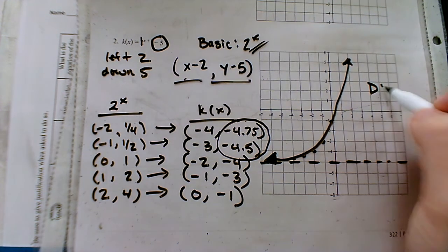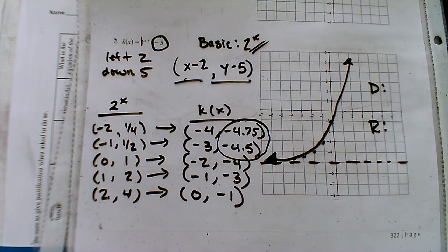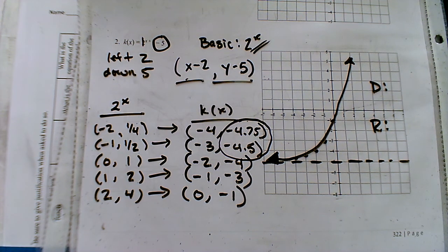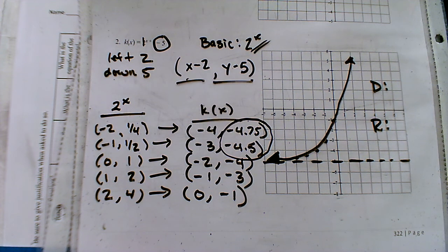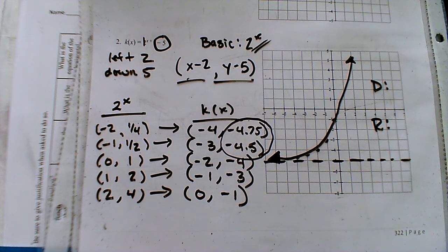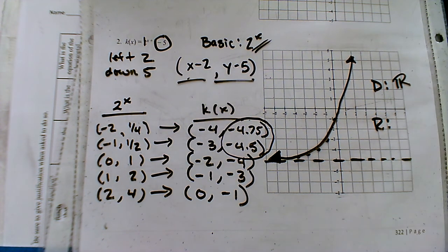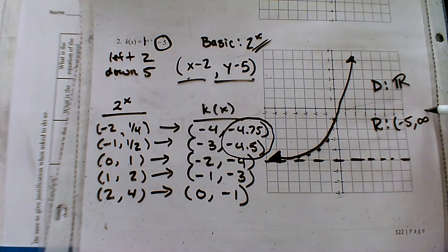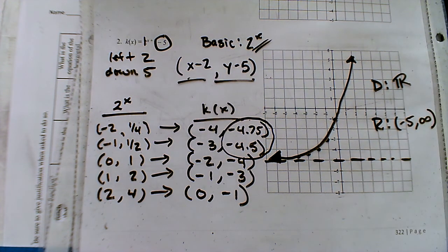Looks good. While we're at it, since we have a graph, let's go ahead and practice our domain and range. If you were to trace it left to right, low to high, what do we think for domain? All real numbers. Okay, what about the range? -5 to infinity. Looks good.